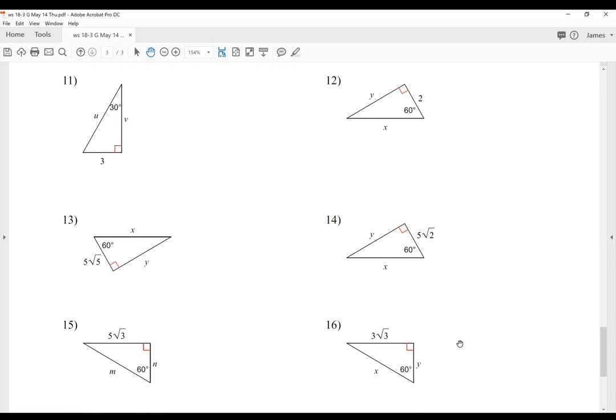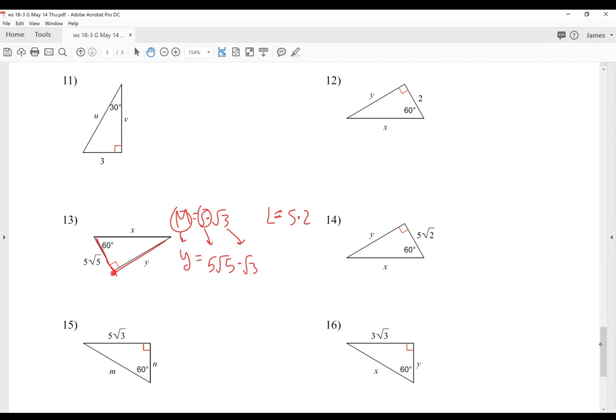Okay, so use the formula. Let's try this one, number 13. Medium side is short times square root of 3, and the largest side, hypotenuse, is short times 2, or 2 times the short, doesn't matter. So medium side is the y, short side is 5 square root of 5, and then times square root of 3.